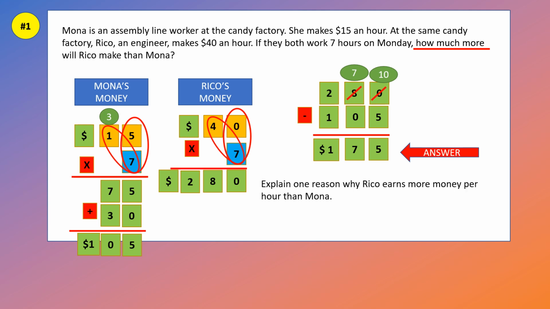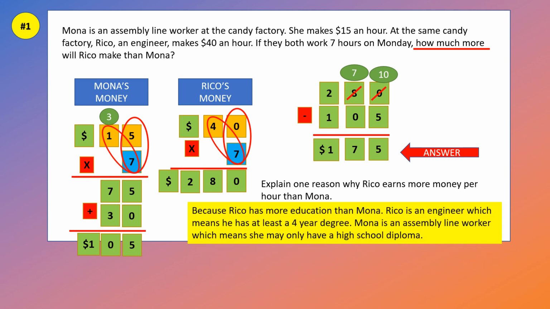Now, you have another question there, and it says explain one reason why Rico earns more money per hour than Mona. Well, as I said before, Rico has more education than Mona. Rico is an engineer, which means he has at least a 4-year degree. Mona is an assembly line worker, which means she may only have a high school diploma. So, not always, but many times, the more education that you have, the more money you're able to earn.